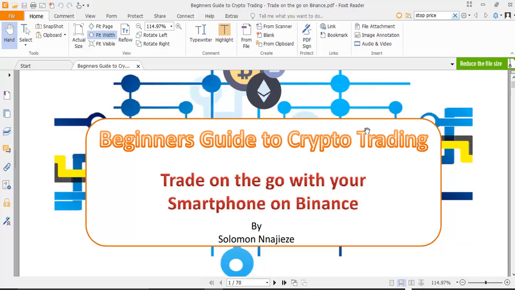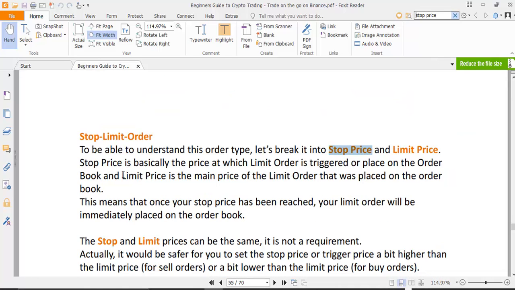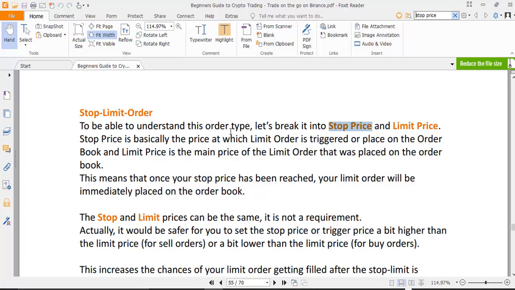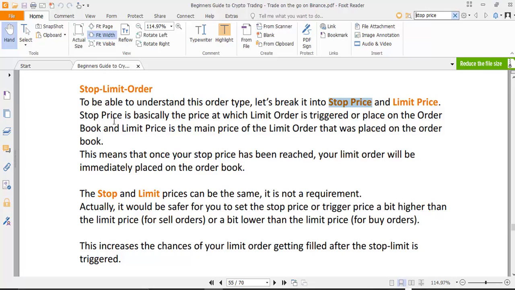So for more explanation on stop price or stop limit, this is just a little ebook that I wrote, Beginner's Guide to Crypto Trading. So we search for stop price and here we go. To be able to understand this order type, let's break it into stop price and limit price. The stop price is basically the price at which the limit order is triggered or placed on the order book, and the limit price is the main price of the limit order that was placed on the order book.